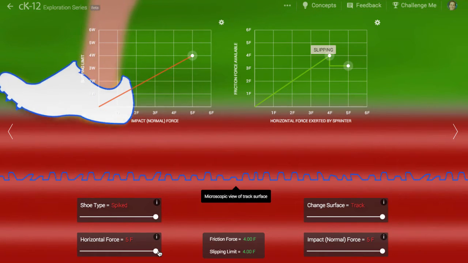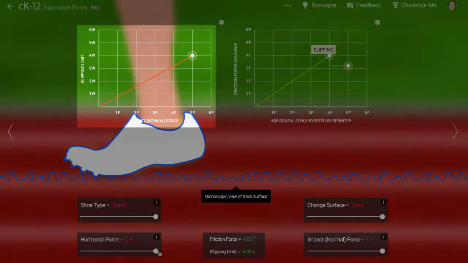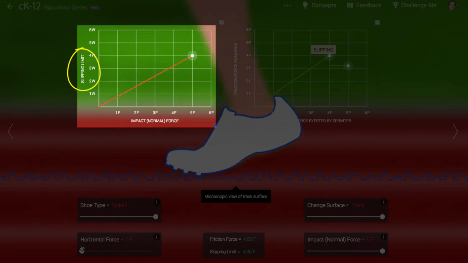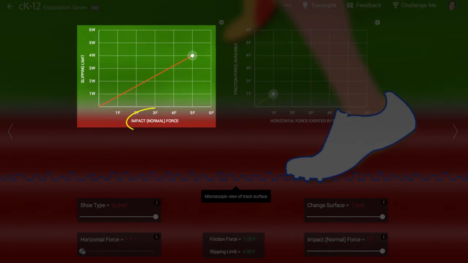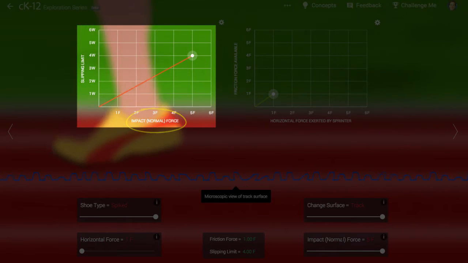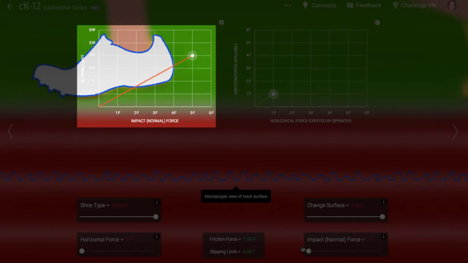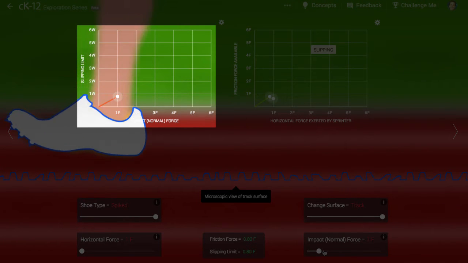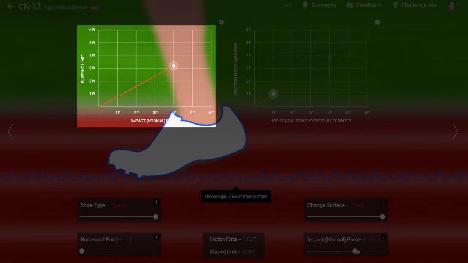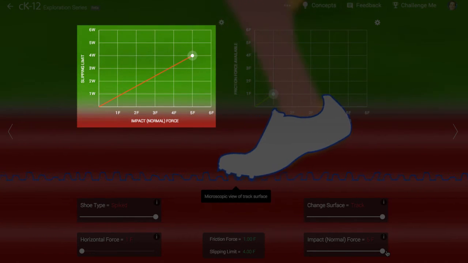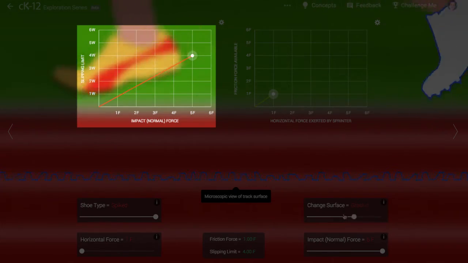Let's look closely at the two graphs. In the left-hand graph, we have the slipping limit on the vertical axis and the impact or normal force on the horizontal axis. The slipping limit is the dependent variable. Greater impact force allows for a greater maximum slipping limit. Likewise, the slipping limit can be increased by altering the type of shoe or track.